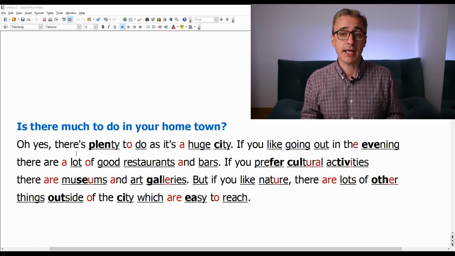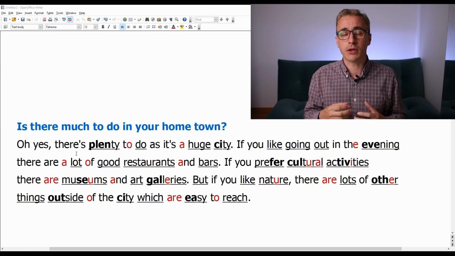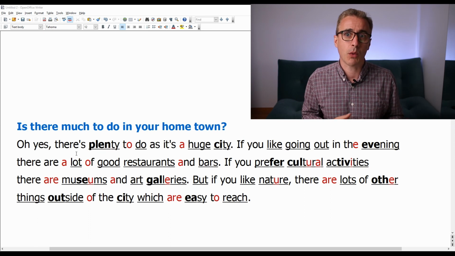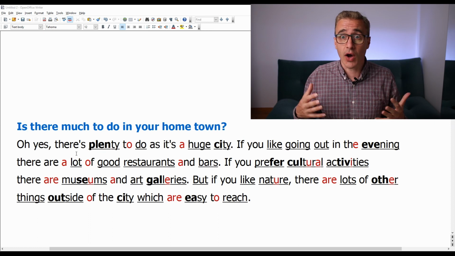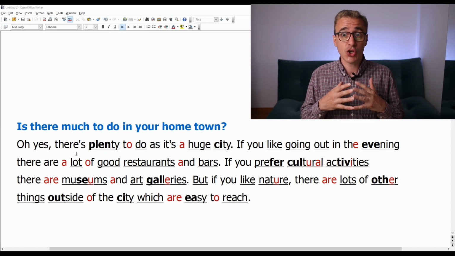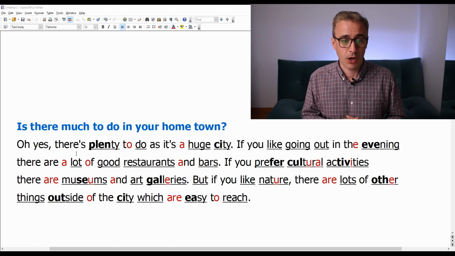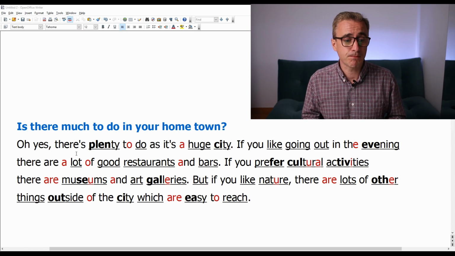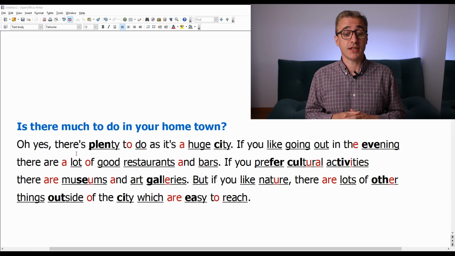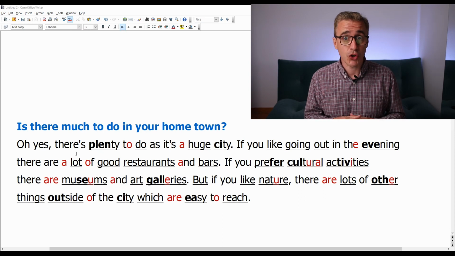Huge city. And I'm going to lengthen the huge a little bit more and kind of stress that word just a bit more, because I want to emphasize the size of the city. It's just so big, it's huge. So let's put it all together. I'm going to say the sentence and then repeat after me. Oh yes, there's plenty to do as it's a huge city.